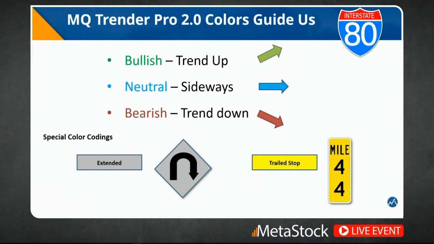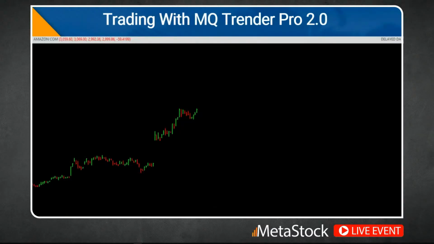So all of these colors that I'm showing here, it seems like a lot maybe, but it really just shows up on your chart. And it's like having Google Maps, like I said, overlaid right on your chart to show you where you're going. So let me show you how this works. I'm going to go back to that same example we had where we were trading with MQ Trender Pro 2.0 and we did the wrong side of the mountain.